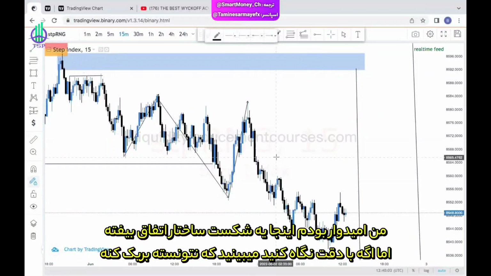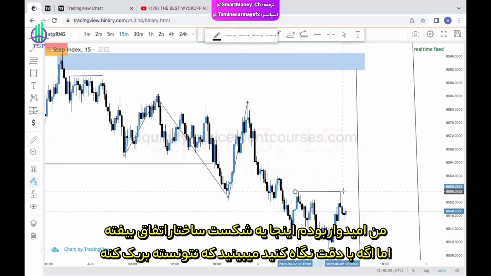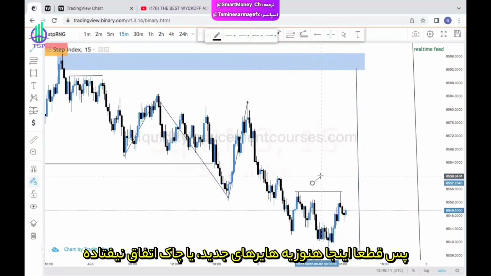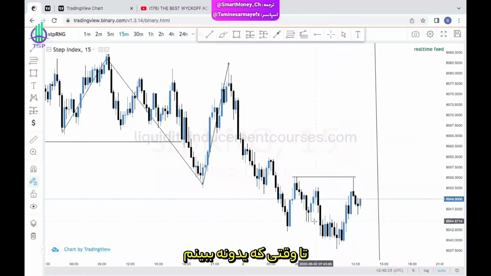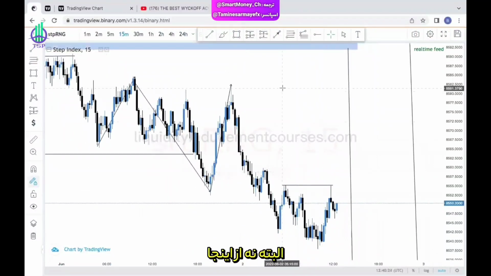Which price failed to give me. I was hoping to get that at this point, but if you look clearly, price failed to give me that. So certainly I do not have a new higher high, or a change of intent, or a change of character. I do not have that yet until I actually see one happen. Then I'll be looking forward to probably hedging this.